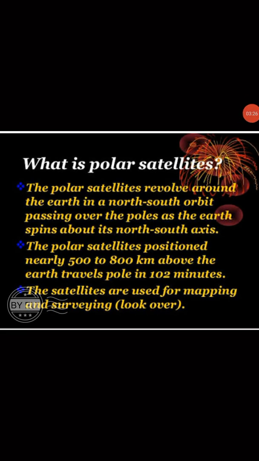Now let us see what a polar satellite is. As you know, Earth has two poles, the North Pole and the South Pole. The satellites which revolve around the North Pole and South Pole in orbit are called polar satellites. Usually these satellites are positioned nearly 500 to 800 kilometers above the Earth's poles.